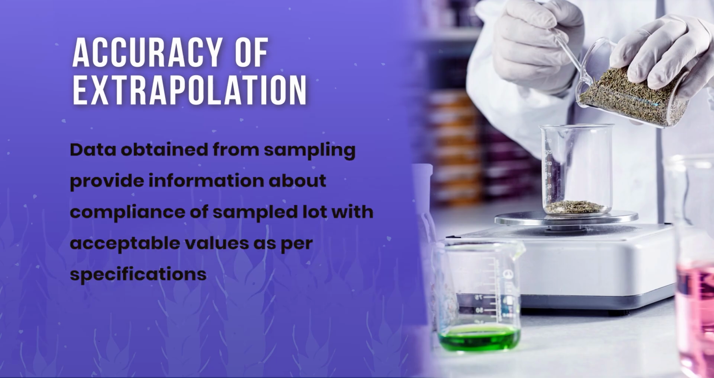So data obtained from sampling provides information about compliance of the sample lot with acceptable values as per specifications. Once we have a sample from the lot, and if it is representative, we will be able to know the essential quality parameters of the product, which have to be very accurate. And for accuracy, the sample has to be homogeneous.